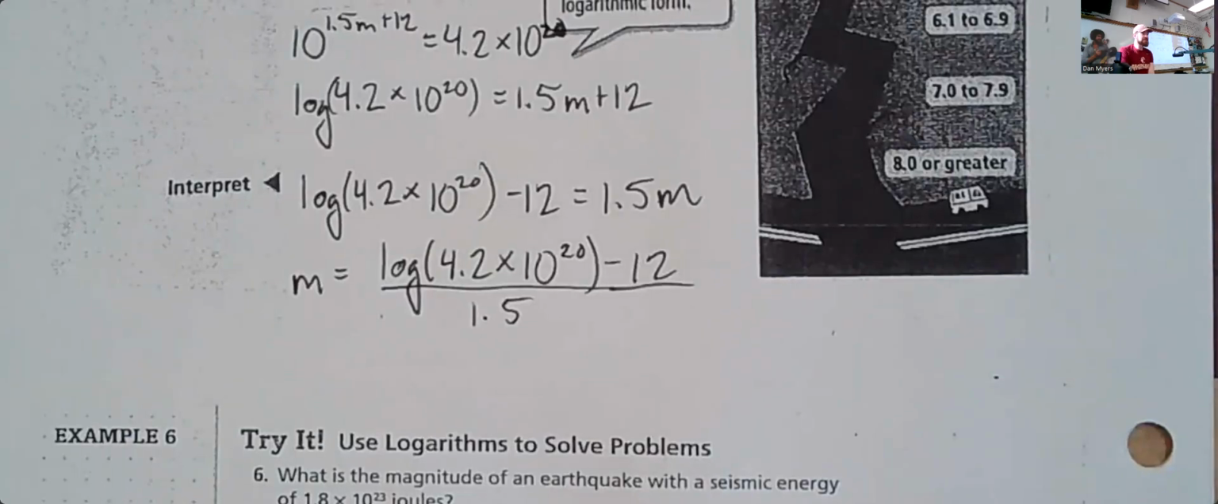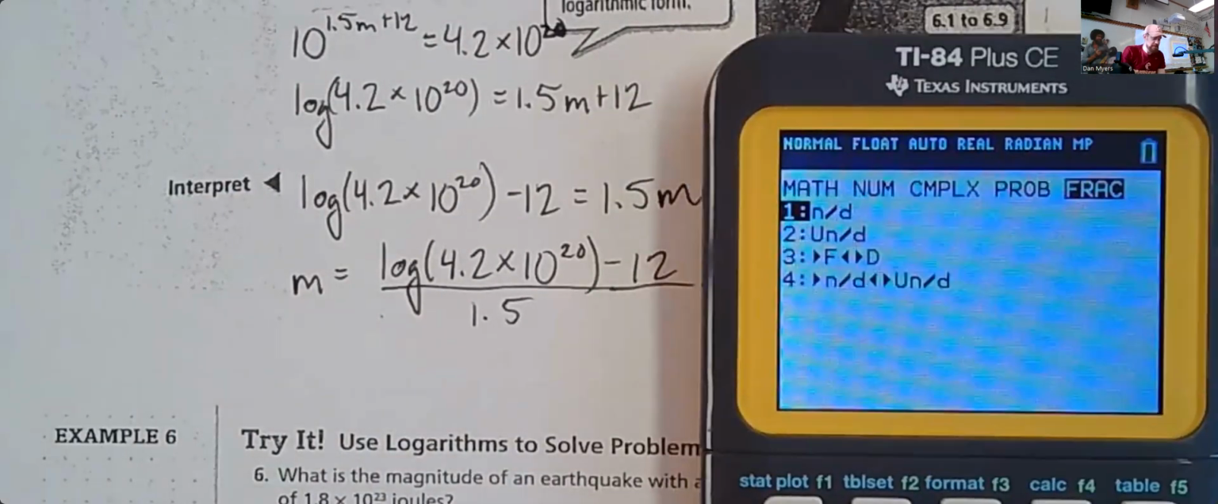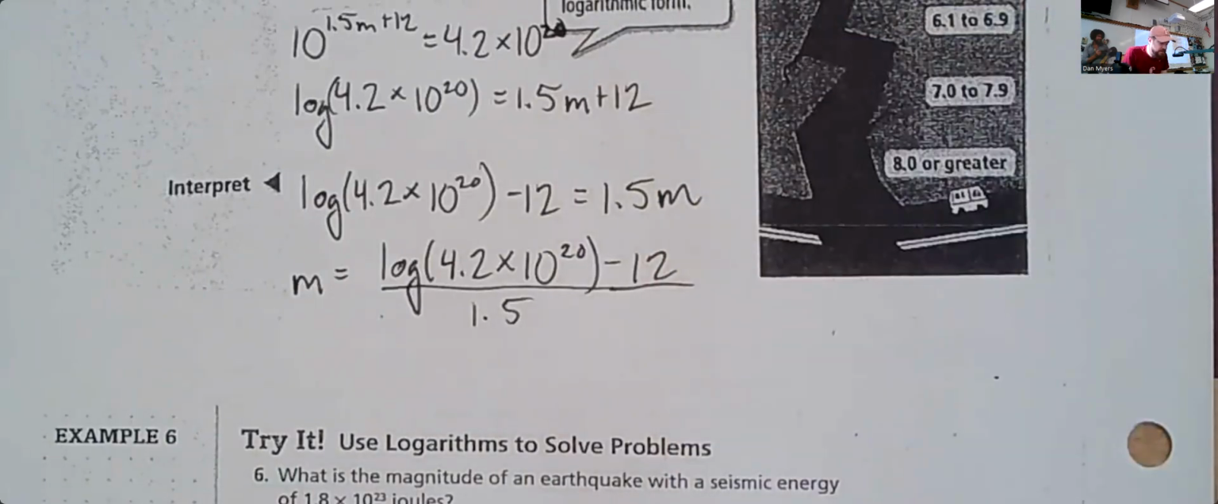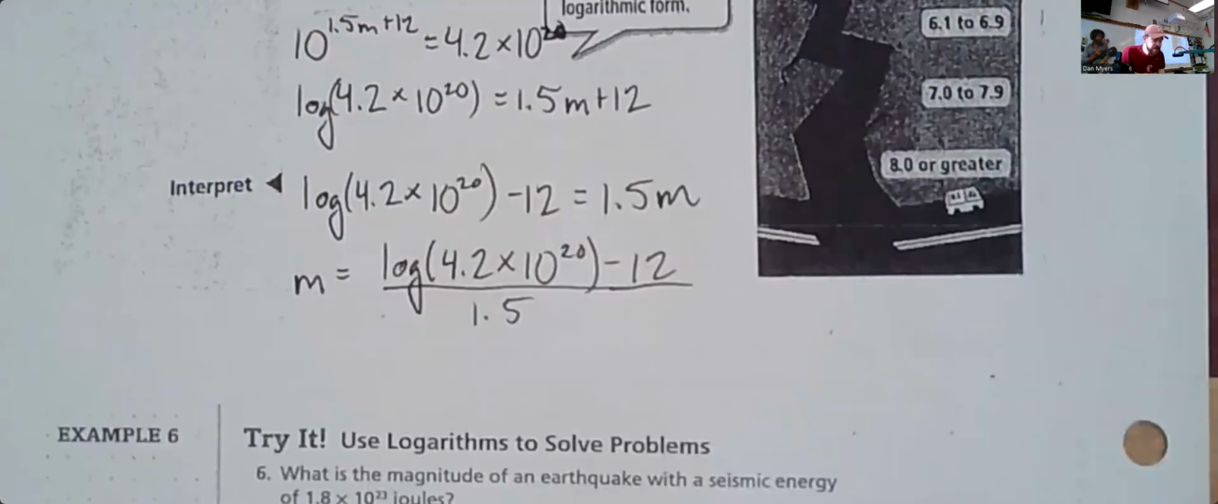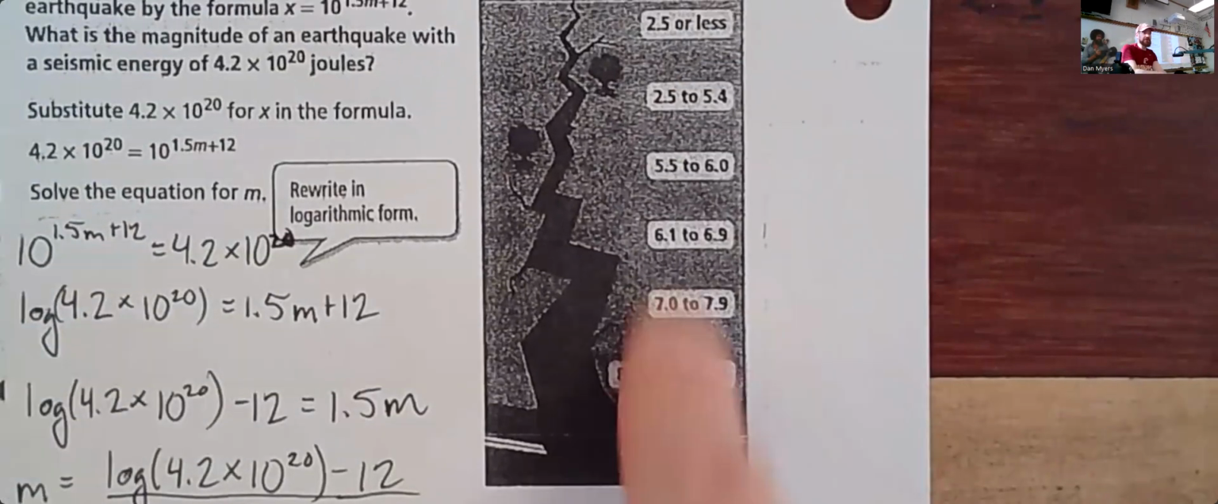And that can all just be typed in as a fraction in your calculator, and then you can get your answers. So let's do that. Basically, we're trying to find the magnitude, right? Looking over here, I'm going to say let's go with 1 decimal place, because that's what the chart over here uses.